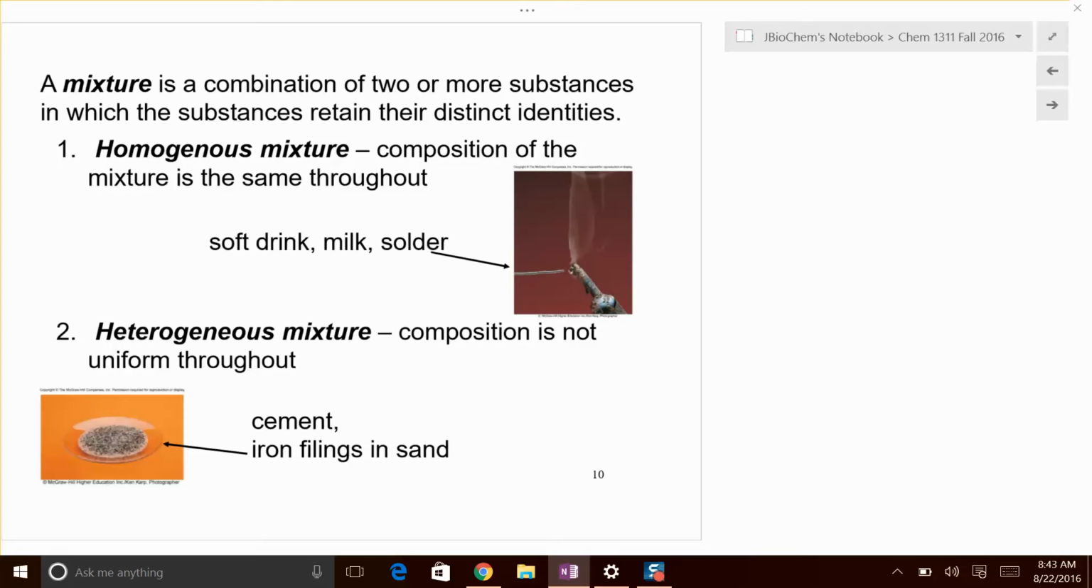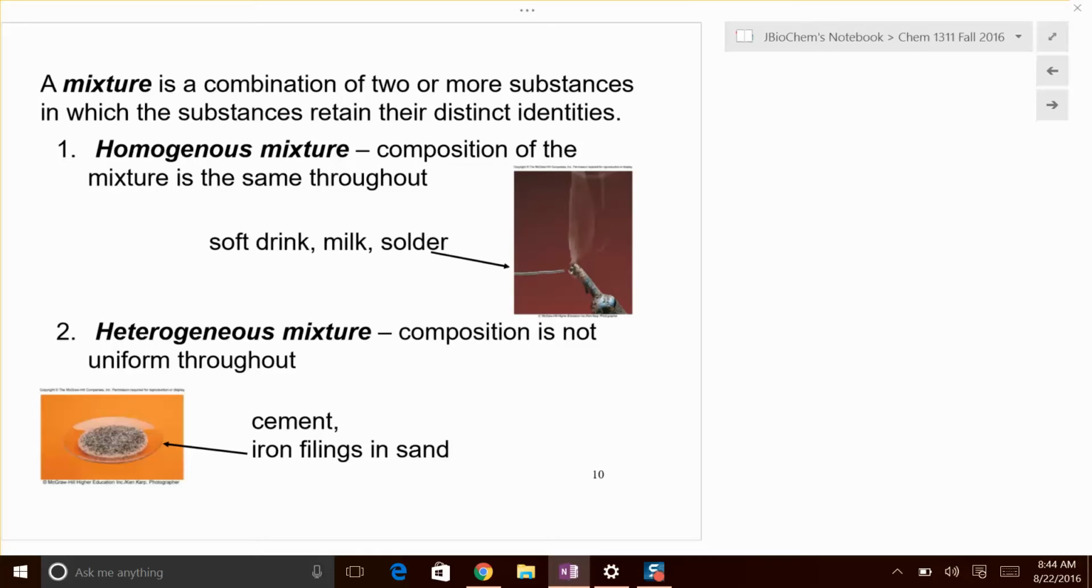So if it is a homogeneous mixture, that means the mixture is the same throughout the entire thing. So if I take a sample at the bottom of that mixture and a sample at the top of that mixture, it will have the same composition at the bottom as it does at the top. It won't be any different. And then we can classify it as homogeneous.